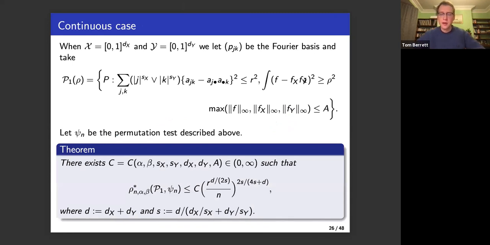Moving on to perhaps the more interesting setting, which is the setting with continuous data. We find in this case that we do have to impose smoothness assumptions. Of course, this is what I said before, and we're imposing a Sobolev smoothness condition, and we're expanding our densities in the Fourier basis.